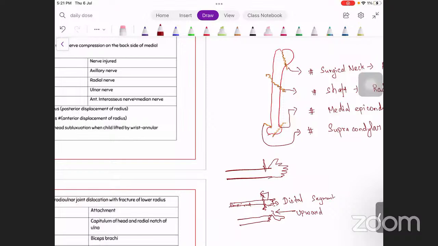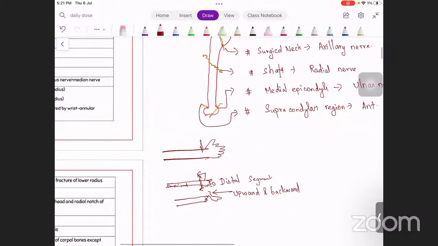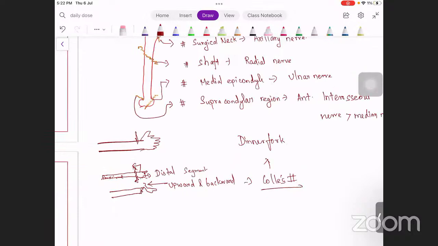Upward and backward. Well, if it is upward and backward, then it is a Colles fracture, where you may see dinner fork deformity, people. Dinner fork deformity, where your hand looks like a dinner fork, because when the patient has a Colles fracture, the distal segment will move upward and backward.